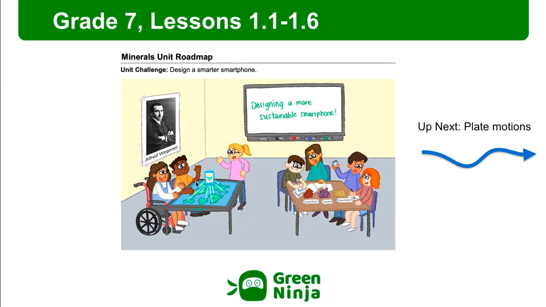Now that we've spent a lot of time at the table here on the left, it's time to go up to the wall in the unit roadmap and learn about plate motions and their evidence from Alfred Wegener and scientists that have come since him.